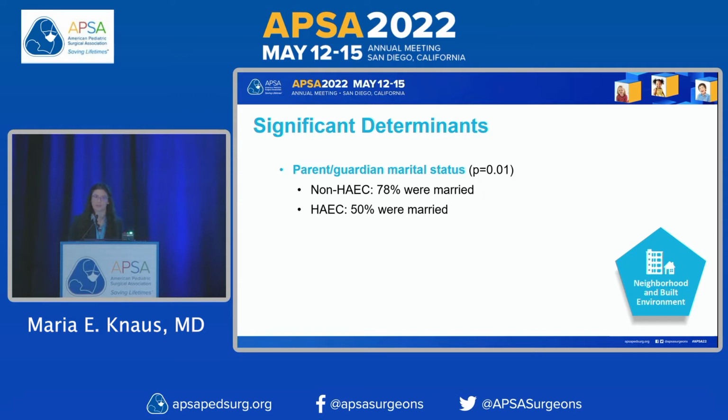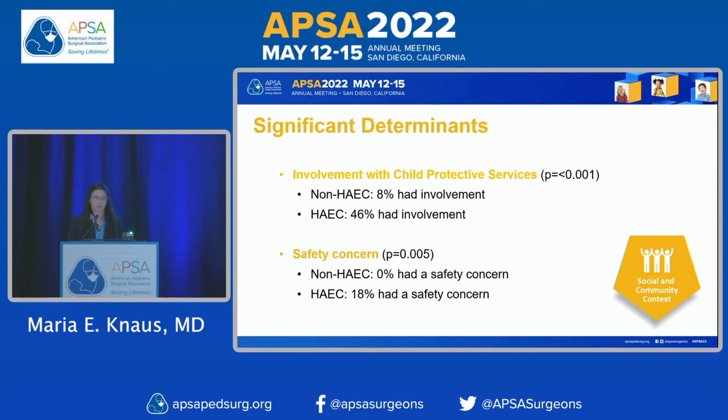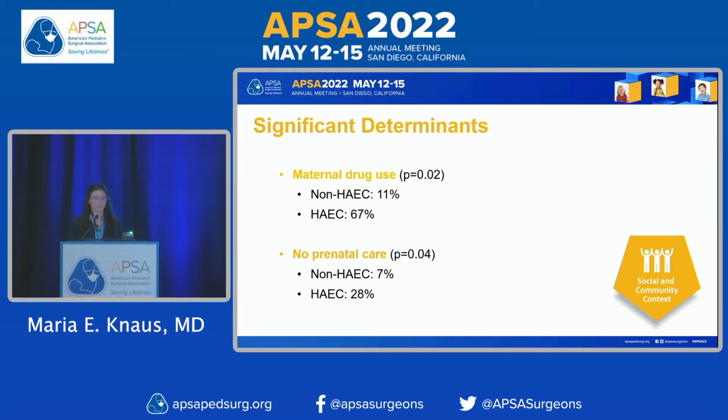Children who had parents or guardians that were married were less likely to develop enterocolitis. And children who had any involvement with child protective services or any parent-reported safety concern were more likely to develop enterocolitis. Lastly, we found that maternal drug use was significantly associated with a higher risk, with over 2/3 of mothers in the enterocolitis group reporting drug use. Additionally, children whose mothers did not receive prenatal care were also at a higher risk.